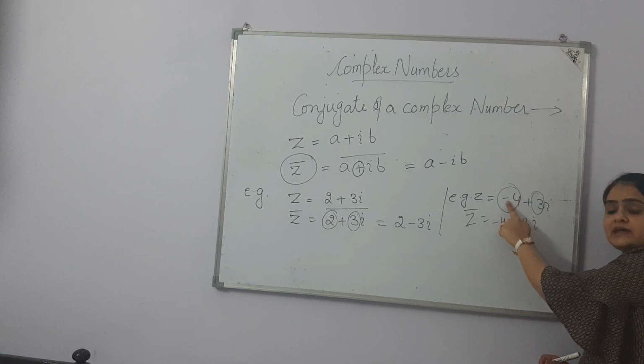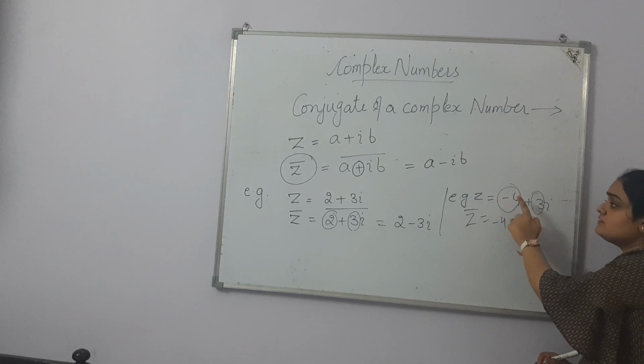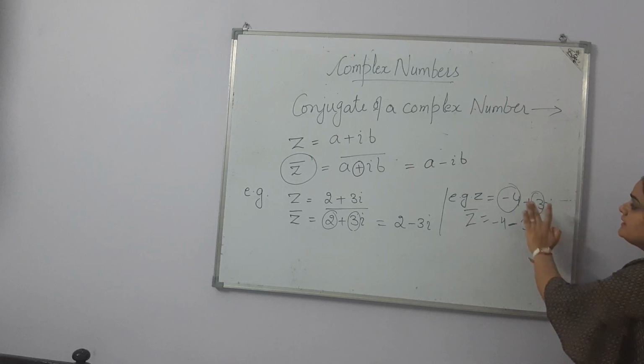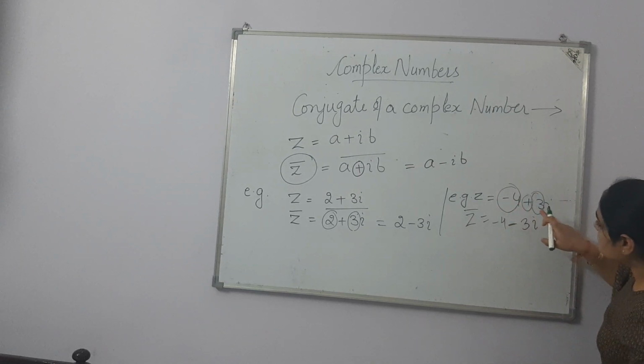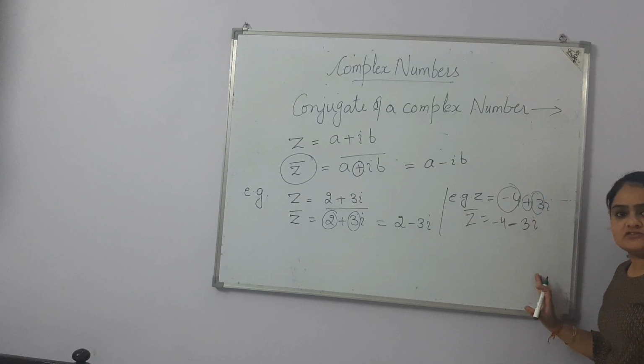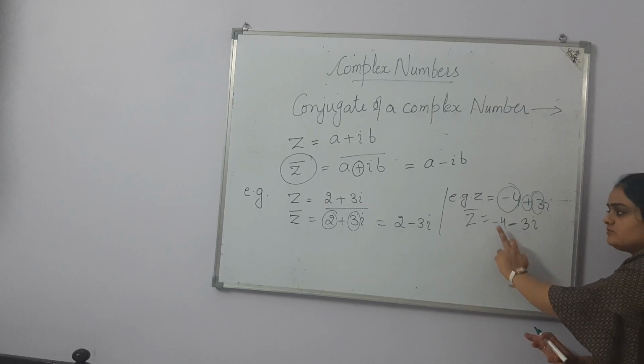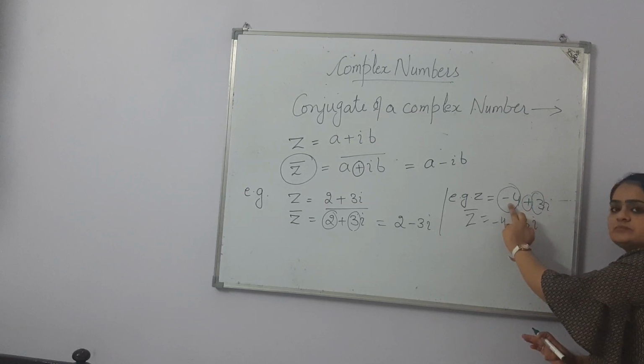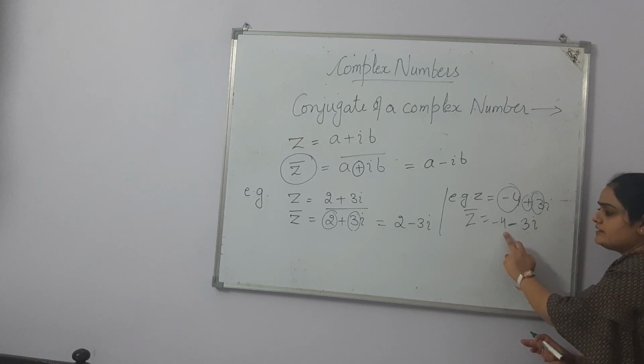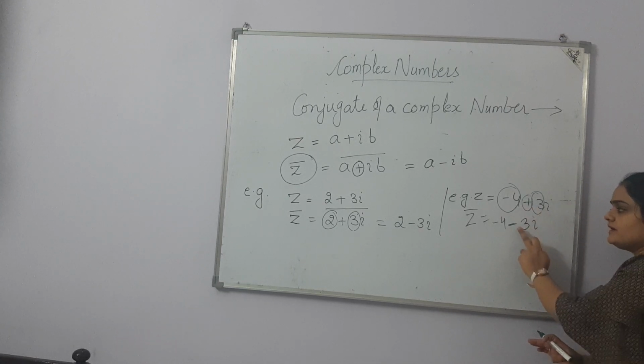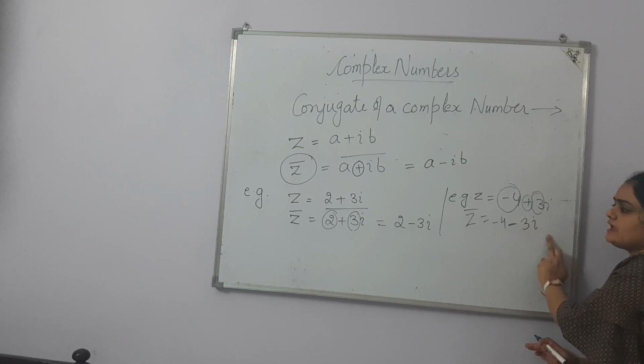That means no sign will be affected if the sign comes with the real part or imaginary part. The sign in between the real and imaginary part will be changed. So no sign change with 4, that means if it was minus 4, now it is again minus 4. But here the sign was plus, and now it is a negative sign with 3 iota.